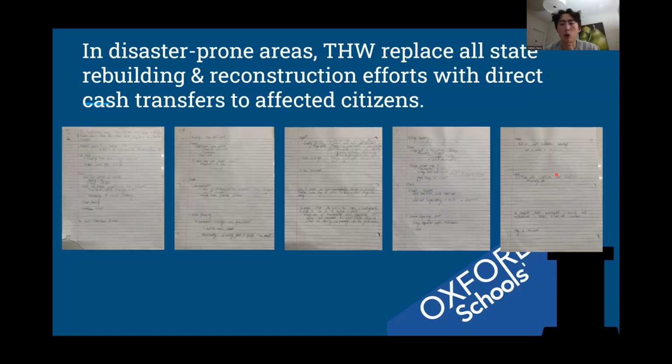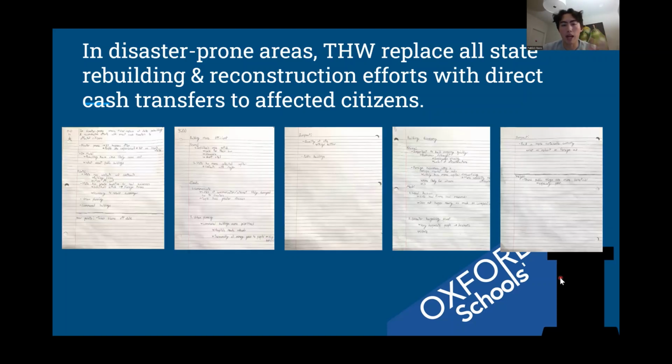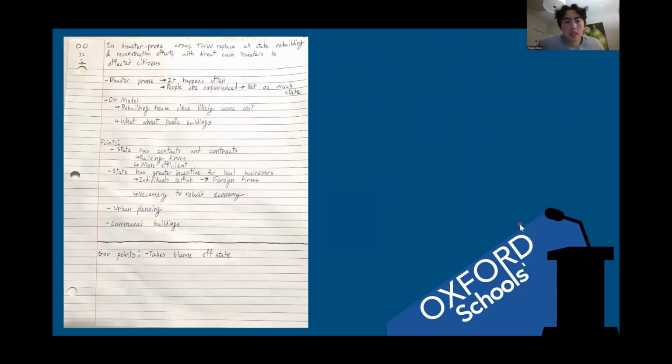So here I was opening opposition. Specifically, I was leader of opposition, so that's the first opposition speaker. I just included this to show that this is actually what my paper is. I did rewrite it with pen and made it much more clear so that it's easier for you guys to see. So first, this is the first sheet.